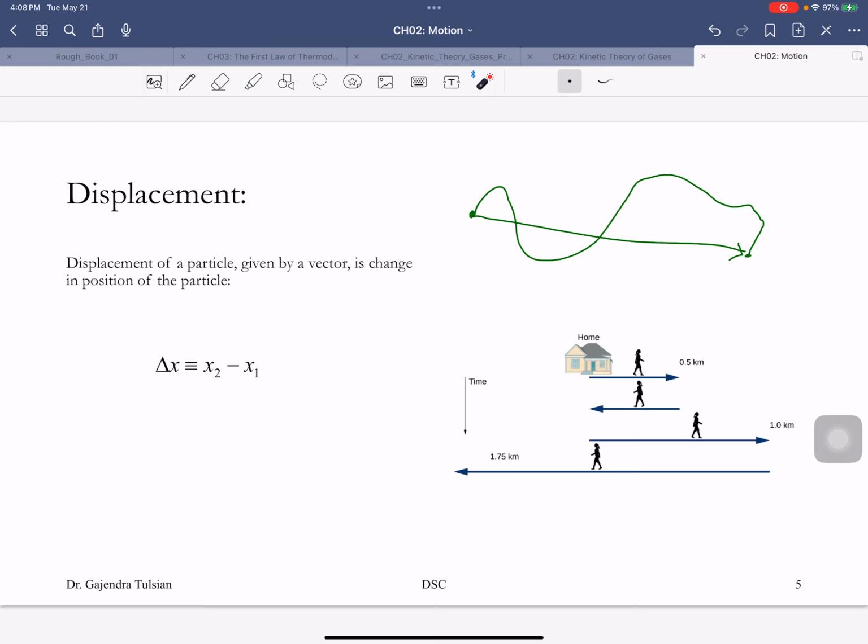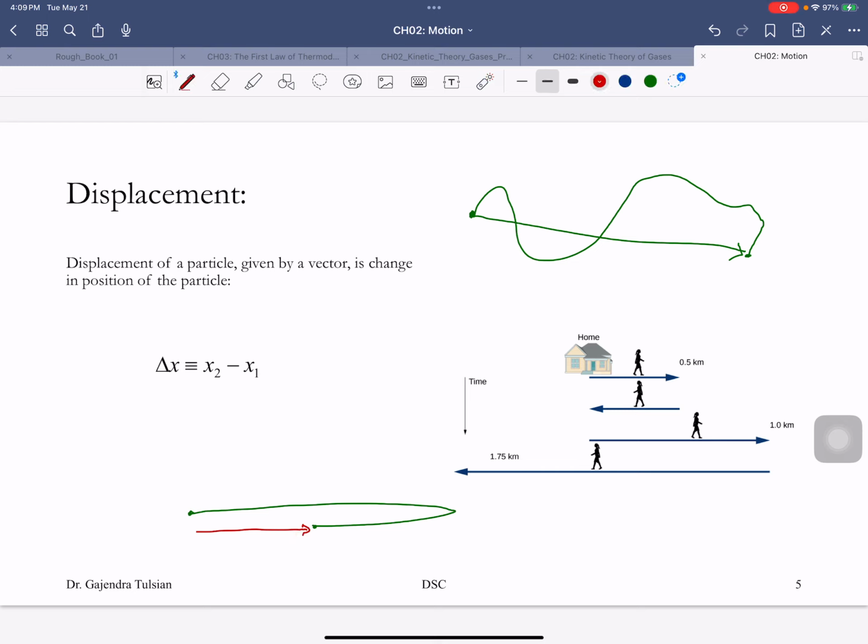So for instance, in this example, this person walked from here to there, and that's the displacement. You walk from here in one dimension, you walk from here to there, this is the displacement, okay? So the displacement is a vector pointing from the initial point to your final point.